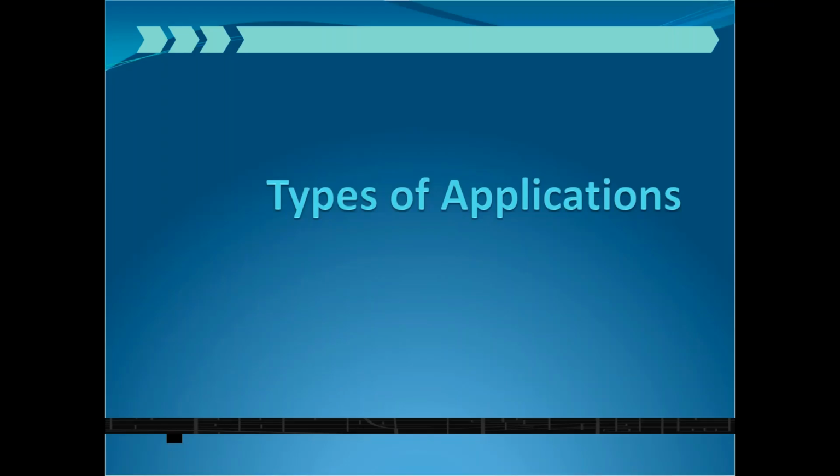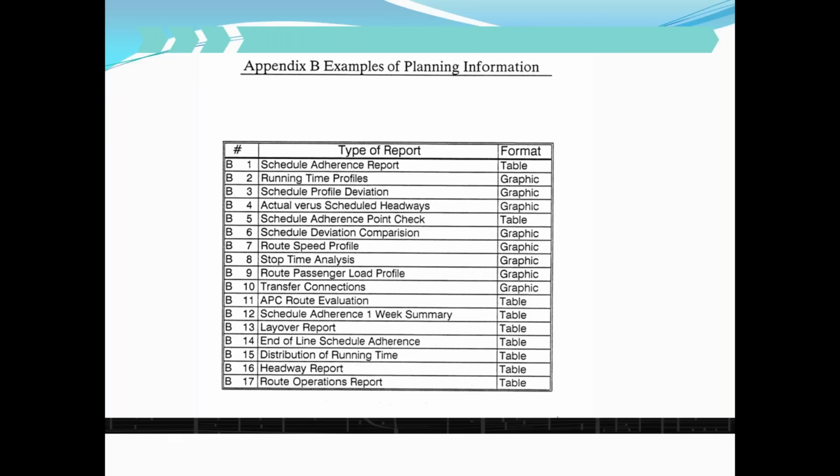So I'm going to give a high-level overview of the types of applications. These first 3 slides are actually from the 1991 report that I supervised, and that collated examples of the kinds of reports that people way back then were already doing using AVL and APC data. Graphics were not fancy, it was very tabular, but these are examples of data used for service planning.